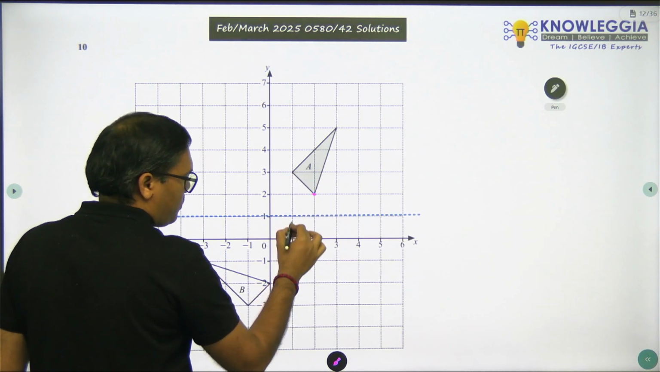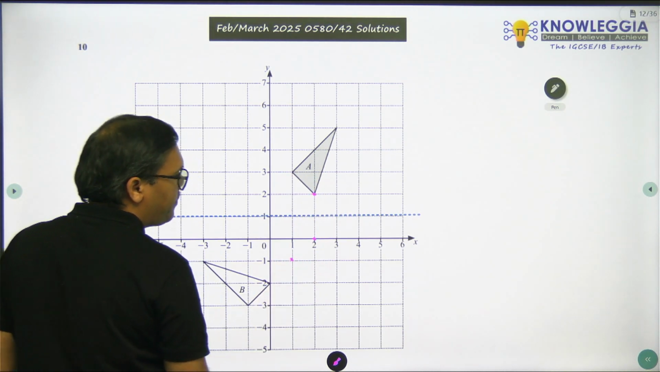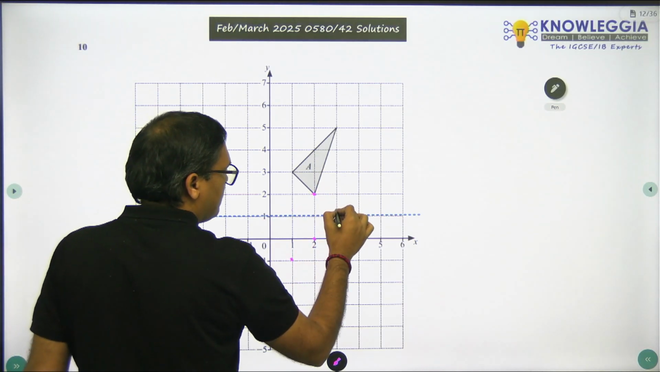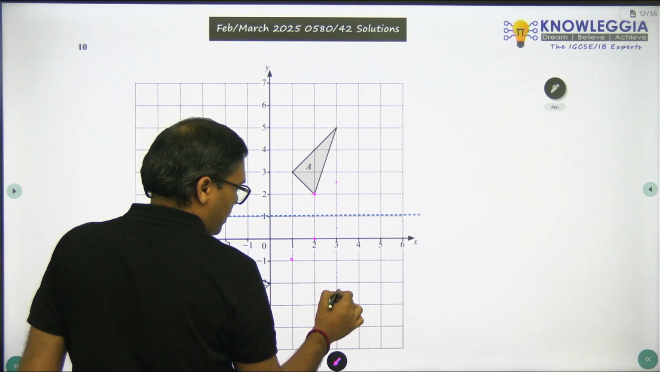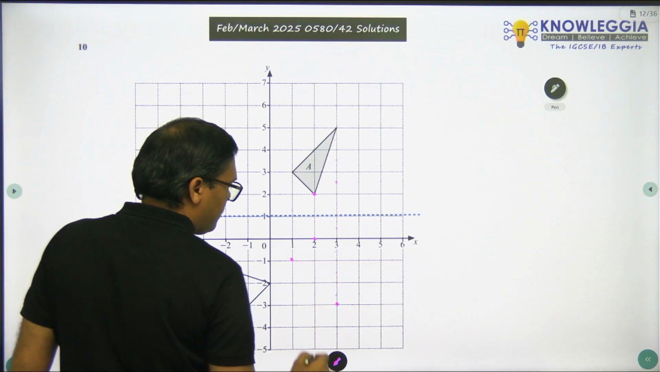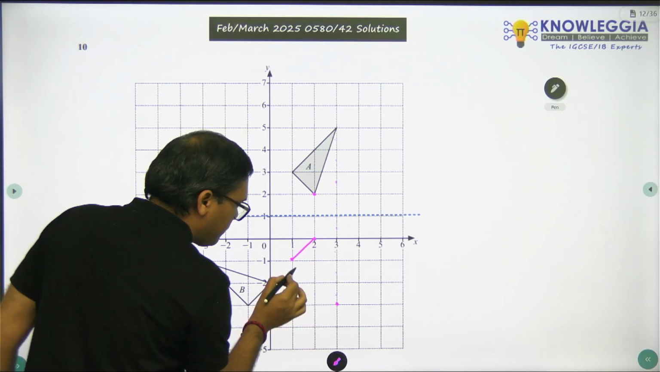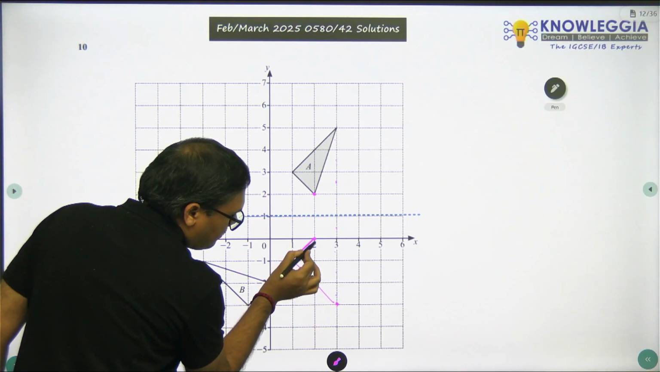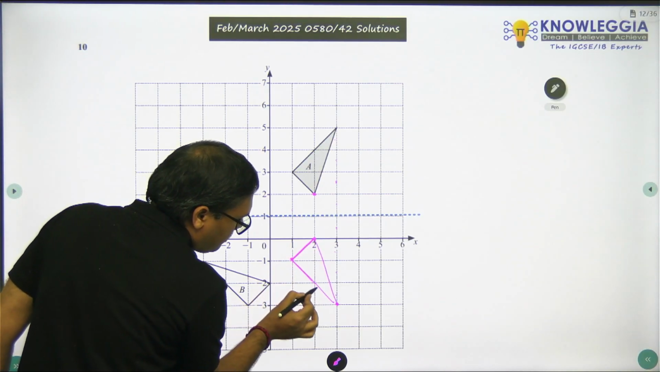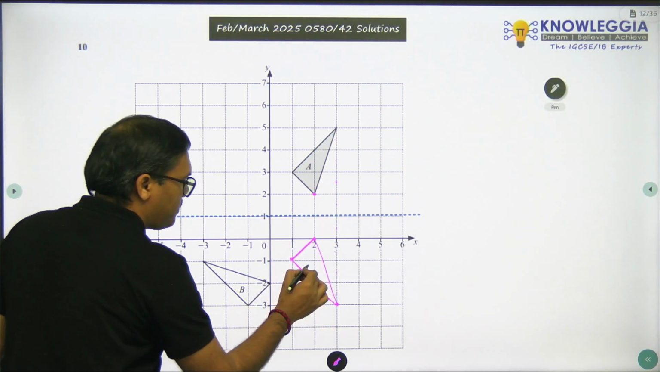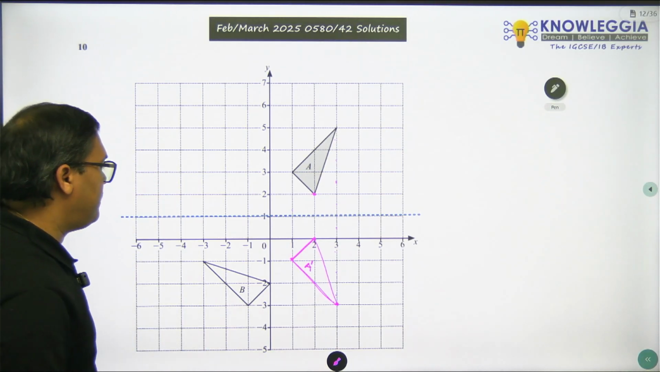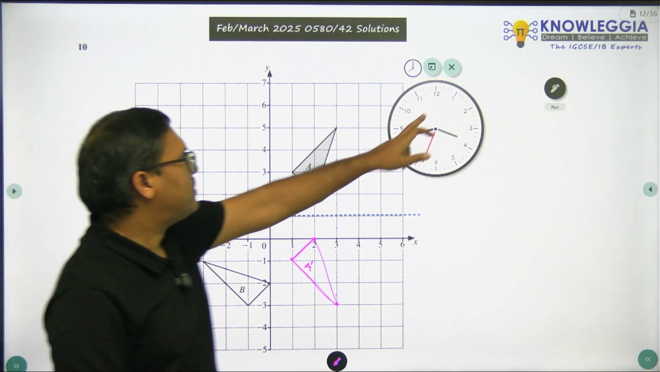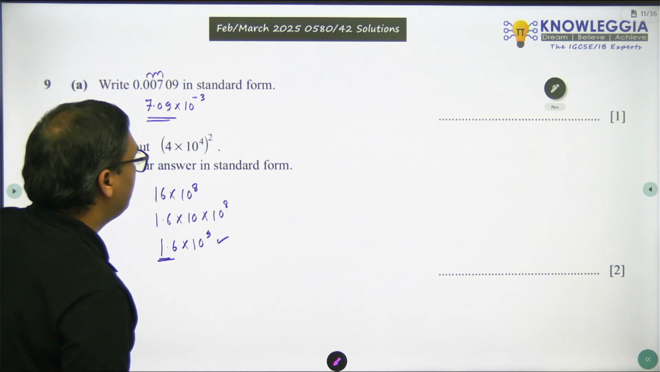This is 2 units up, so this will become 2 units down. So it will be here, and you can see what this is. This is 1, 2, 3, 4. So this will be 1, 2, 3, 4 like this. So if I join this, so this is A dash. Okay, this is the mirror image. This is how you can find this. Okay, so this is the question, first part.